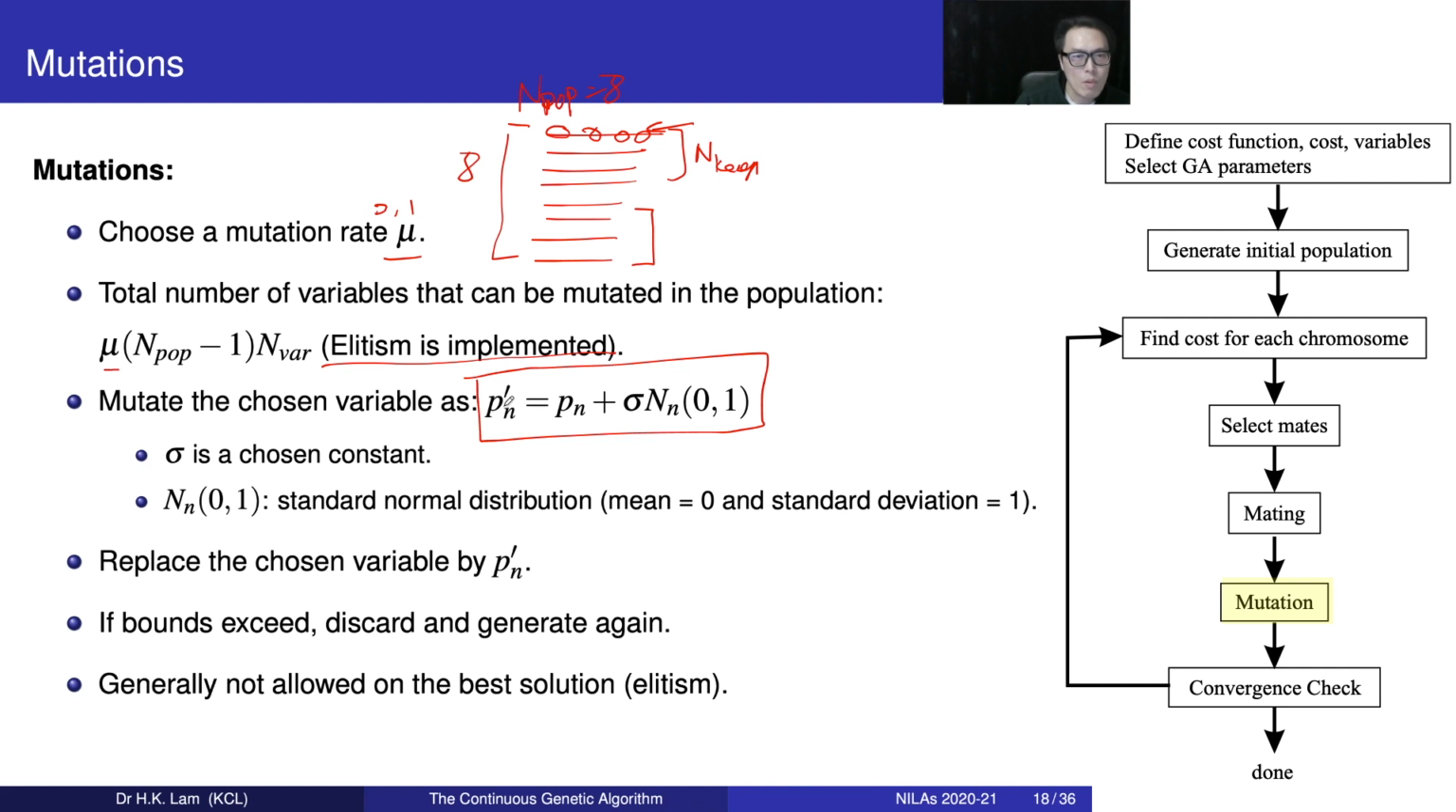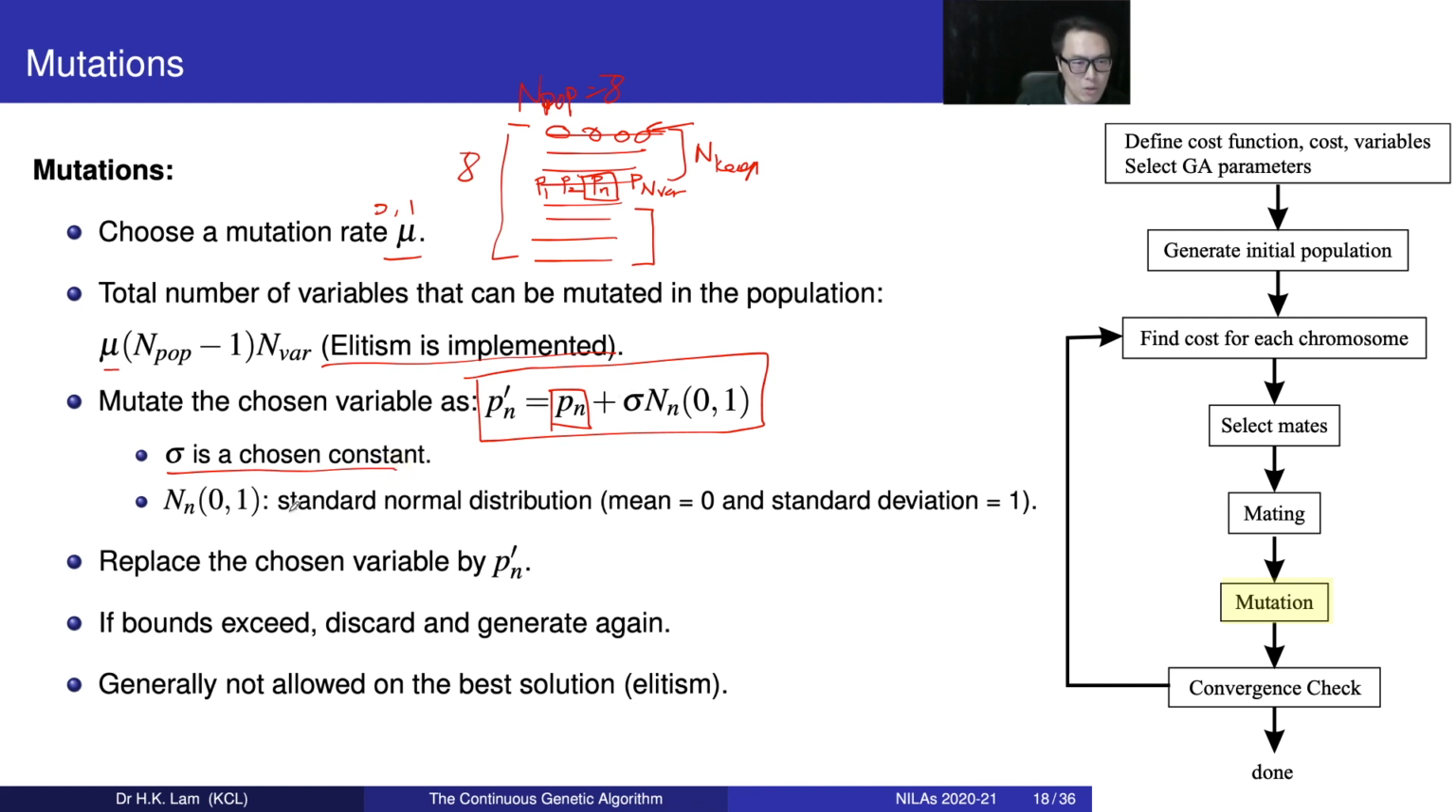Now Pn corresponds to each chromosome, where we have parameter 1, parameter 2, and one of them parameter n, and the last one is parameter n raw. That means we are going to perform mutation for the selected chromosome. For example, if we select this one, then the new value will be Pn plus sigma, that is a constant. We choose a constant that could be anything.